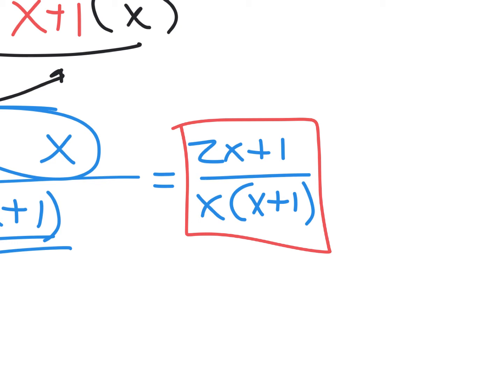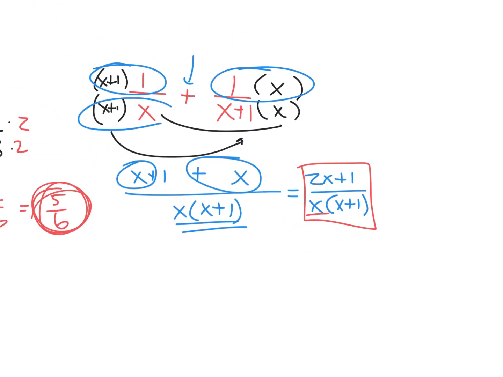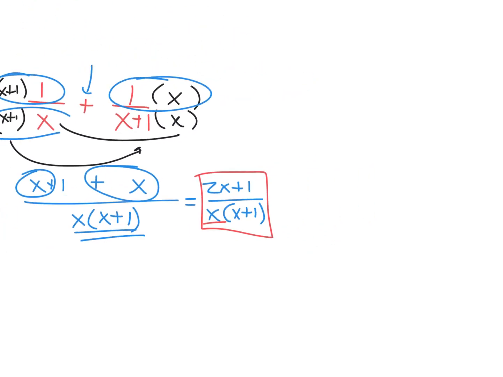But if you don't factor it, there's a chance you're going to miss a cancel with the top. Okay. So that's adding two fractions. Let's divide two fractions.